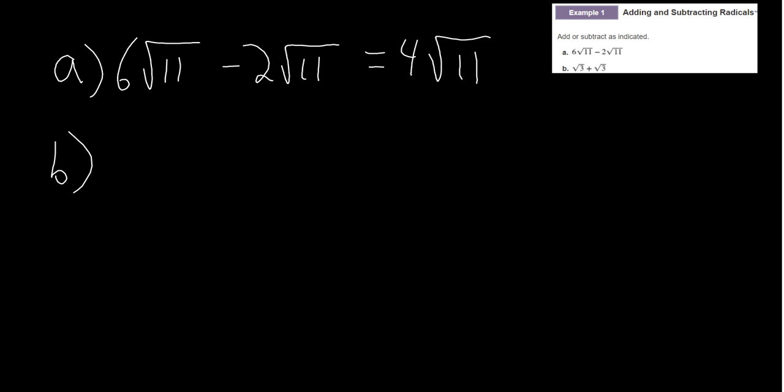Well, we have the square root of 3 plus the square root of 3. Well, the square root of 3 is the same thing as the square root of 3, and there's 2 of them. So we just say it is 2 on the square root of 3. Easy peasy.